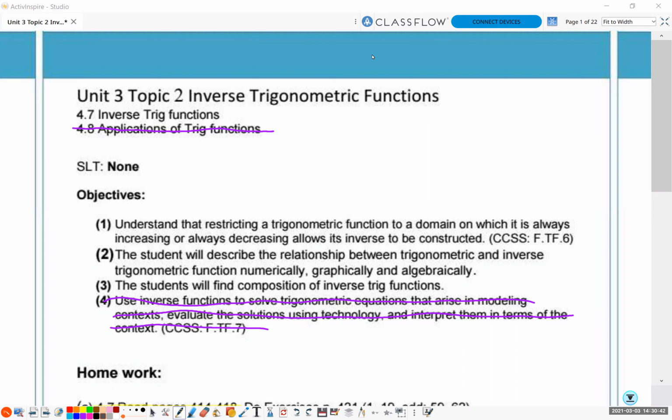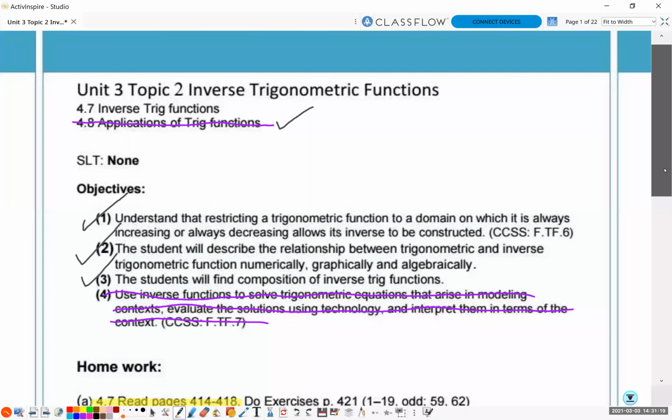In this packet, which is a very short packet, we are only going up to page 12 or 14. We are not doing applications of trig functions because we don't have time with only 2 live classes per week. Therefore, the objectives of this packet are restricting domains, the relationship between trig functions and their inverses, and a little bit of composition of trig functions, and hopefully you'll remember that from our function unit.